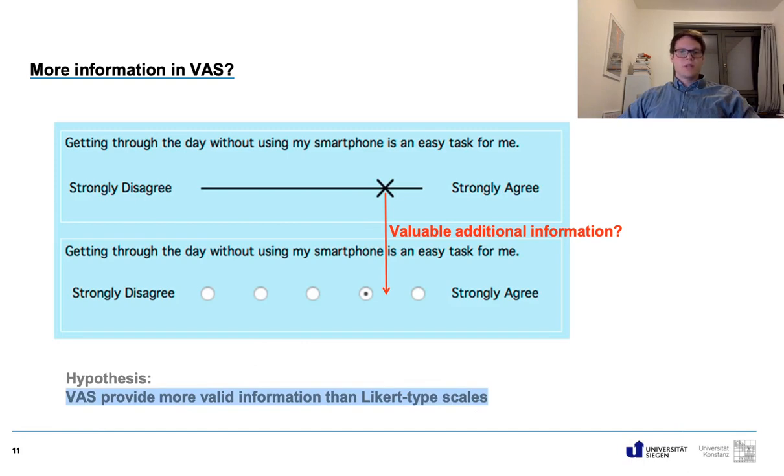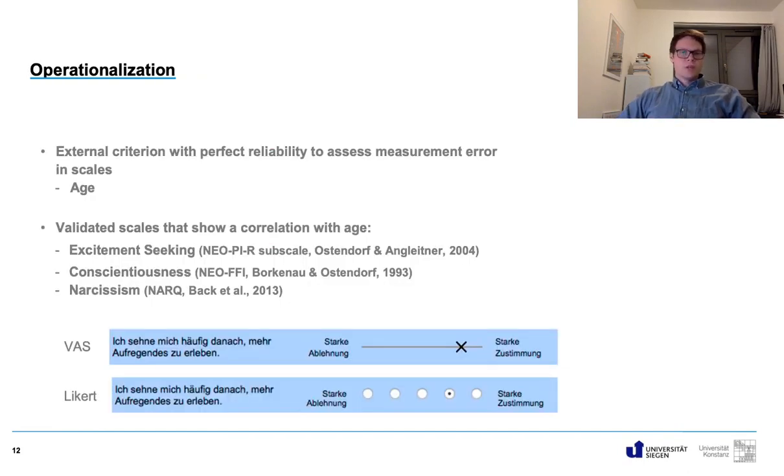To investigate this, we first needed a criterion to say how much information is contained and how much measurement error is contained. In our case, we chose age for this, as it can be assessed with more or less no measurement error. So people had to indicate their age in our study, and in addition we used personality scales that showed a correlation with age in the past. Excitement seeking has a negative correlation with age, conscientiousness a positive correlation with age, and narcissism also a negative correlation with age. In our study, every participant answered all of these personality scales in both formats.